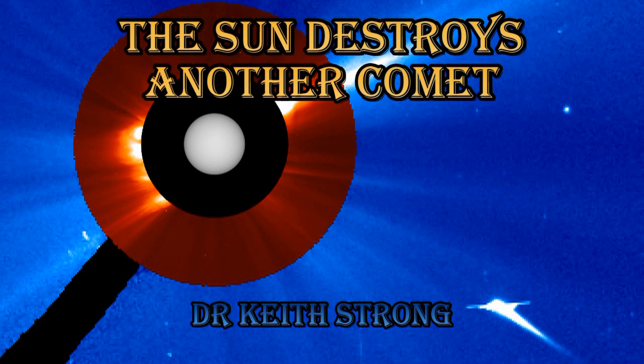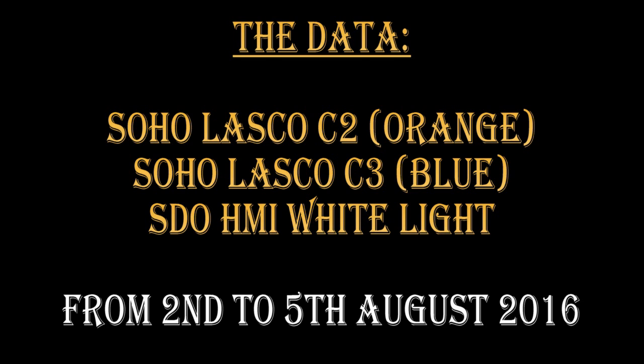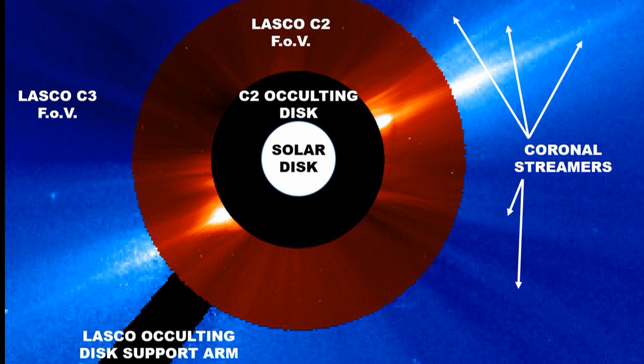Welcome! We have yet another example of a sun-diving comet being destroyed by the sun. The data I'm going to show you comes from 3 different instruments on 2 different spacecraft. The first 2 are coronagraph images from the LASCO instrument on SOHO, the C2, which is shown in orange, and the C3, which is shown in blue in these images. And in the center, the SDO HMI white light imager shows the solar disk as we would see it. This data stretches from the 2nd to the 5th of August 2016.